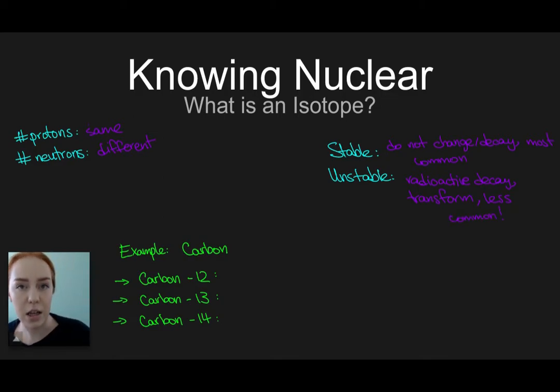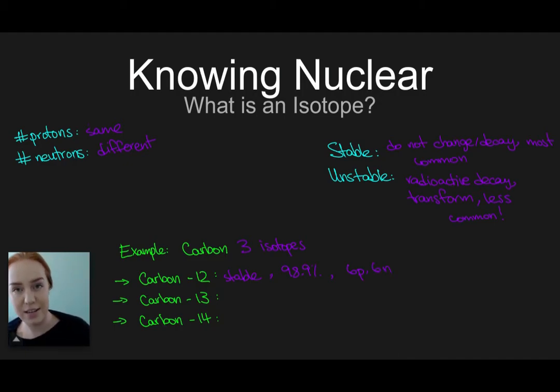Okay, now let's take a look at one example of carbon. So carbon has three main isotopes. The first one, which is stable, is carbon-12. Now, carbon-12 is by far the most commonly found isotope of carbon, making up 98.9% of all carbons that are found, so extremely common. Carbon-12 has 6 protons and 6 neutrons.